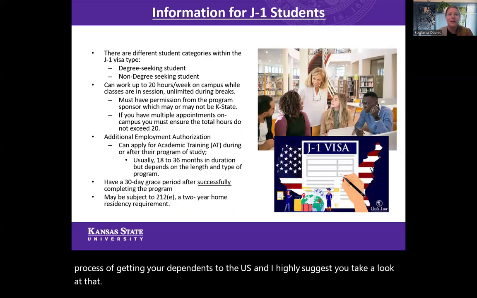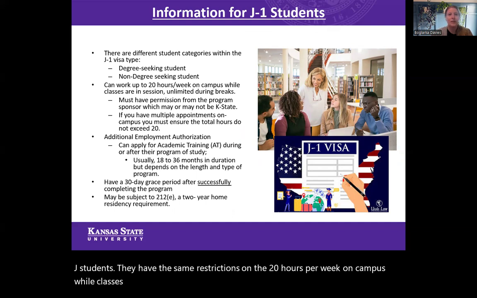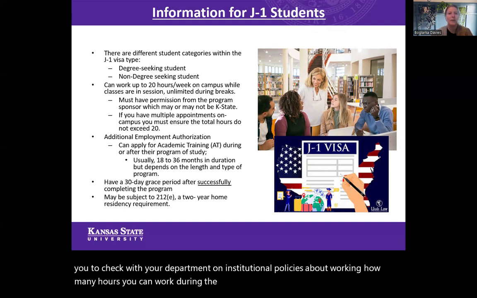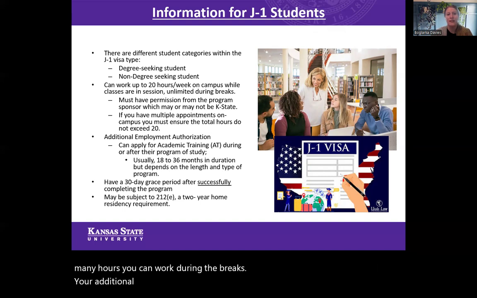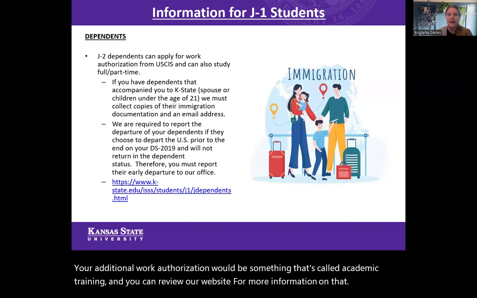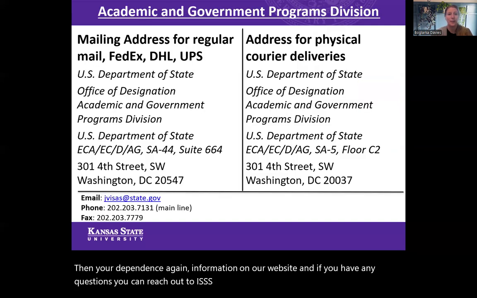J students have the same restrictions of 20 hours per week on campus while classes are in session. And again, unlimited during the breaks, but we would ask you to check with your departments on institutional policies about working, how many hours you can work during the breaks. Your additional work authorization would be something that's called academic training, and you can review our website for more information on that. Then your dependents, again, information on our website. And if you have any questions, you can reach out to isss@ksu.edu.